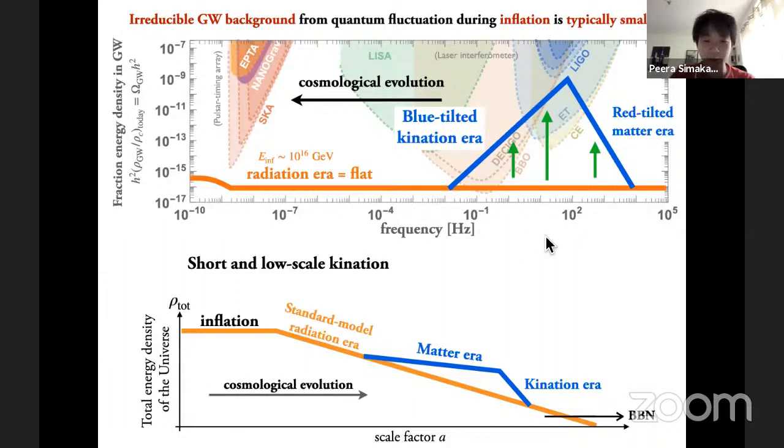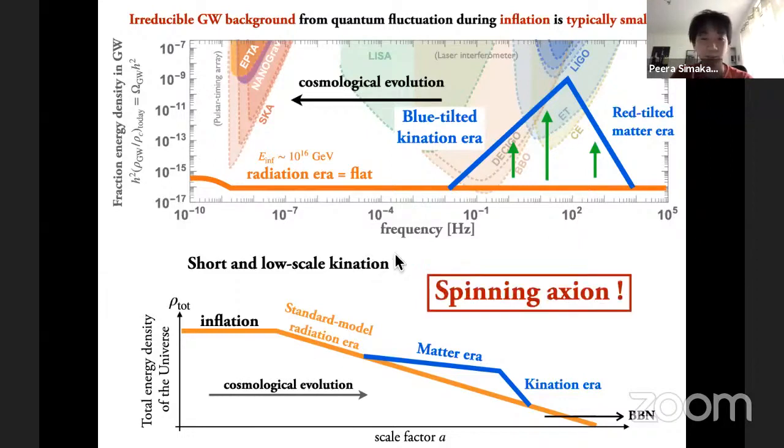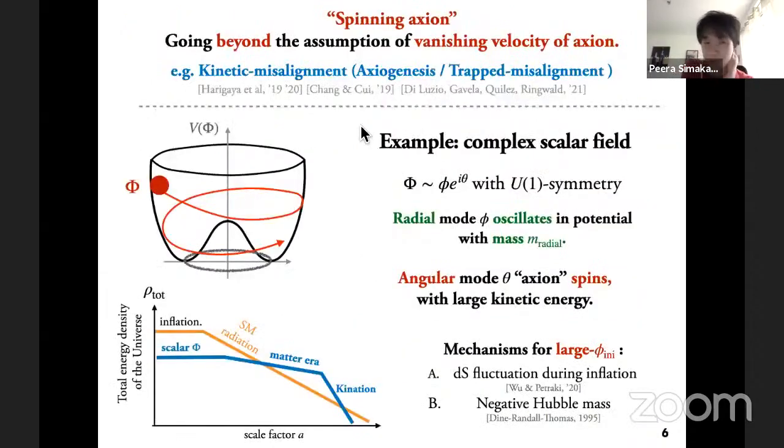Okay, now let's talk about another interesting story. Because this modified cosmological history can be generated naturally in a model that comes with the spinning axion. So what is a spinning axion? The spinning axion is just an axion, and then we go beyond the usual assumption that the axion just sits and is frozen on the potential. So the axion in this case has some initial velocity, and this is very generic in a model of the kinetic misalignment mechanism, such as the model of axiogenesis or the trapped misalignment. So in this talk, let's just focus on the model of axiogenesis.